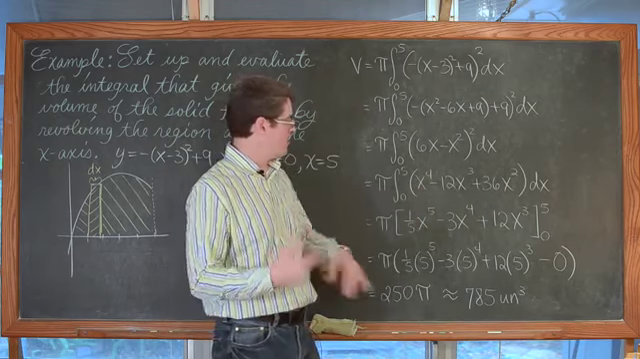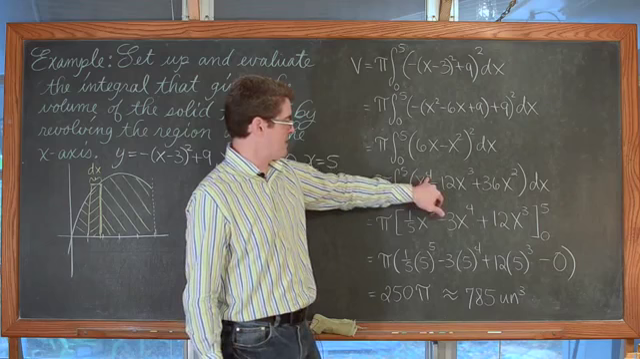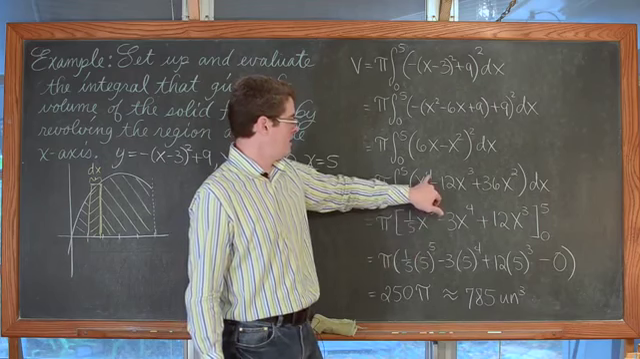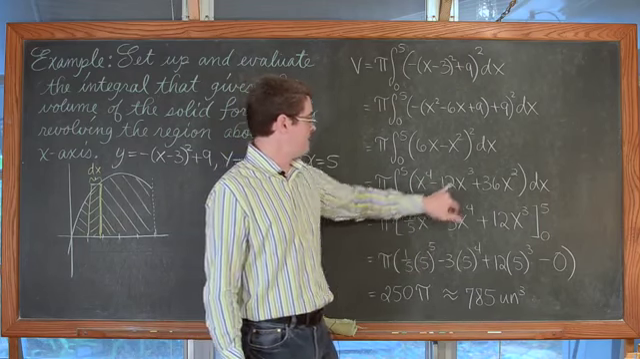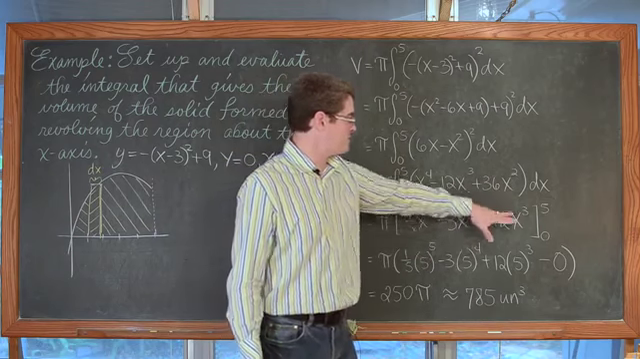And just going through the power rule, we're going to increase each of these powers by 1 and then divide. So increasing 4 to 5 and dividing by 5, increasing 3 to 4 and dividing by 4, and so on.